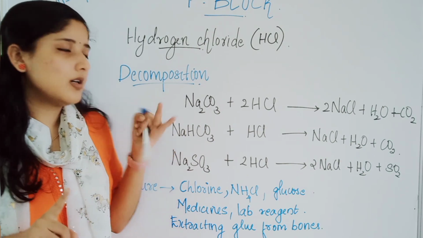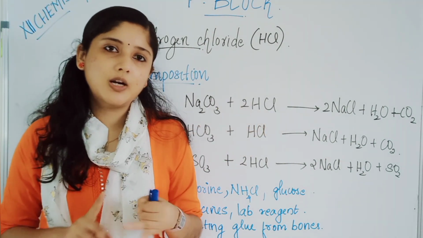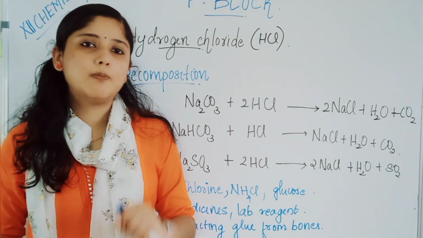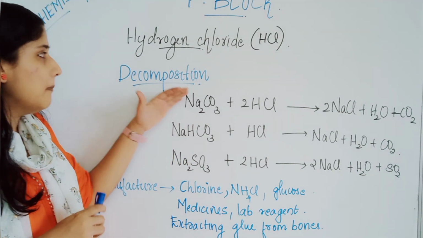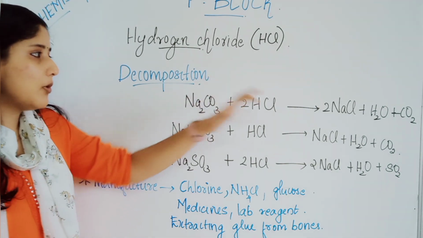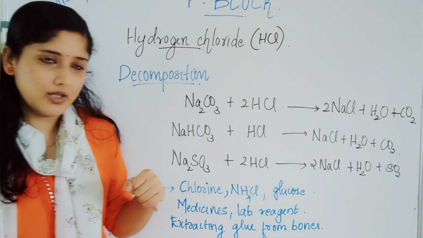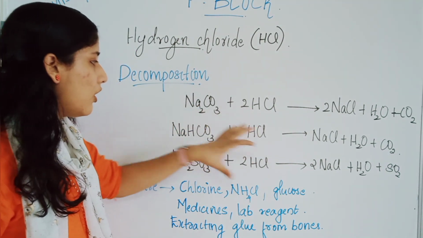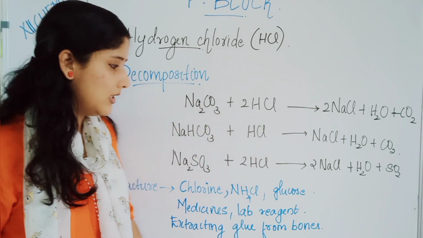When carbonates and bicarbonates react, you will obtain what? Carbon dioxide gas. Similarly, when sulfites react, you will obtain NaCl plus SO2 gas. These are the three important decomposition reactions. In exams, the products will be asked or which gas is liberated. Like that, the questions will be there. So, study the products and also which components the HCl will decompose.